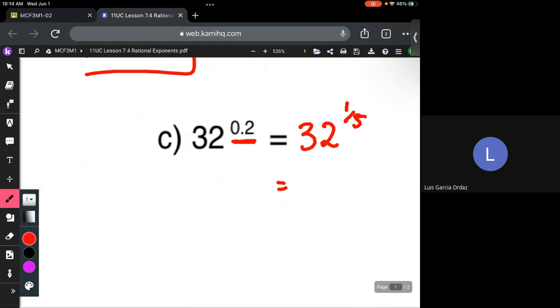And how would I change that into a root, Sarah? Yep. And that would be what? Is it 2? Yeah, 2.